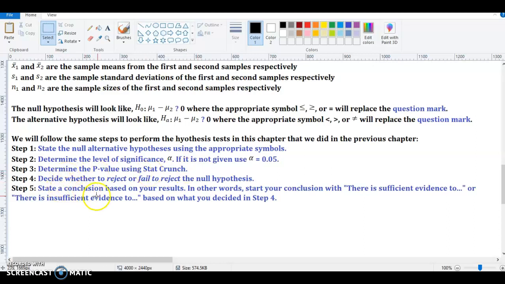Step 4, you want to decide whether to reject or fail to reject the null hypothesis based on your p-value. Remember, if your p-value is less than the significance level, you reject the null hypothesis. If it's greater than or equal to the significance level, you do not reject the null hypothesis. And lastly, in step 5, you state a conclusion based on your results. You're going to start your conclusion with either there is sufficient evidence to, and so on, or there is insufficient evidence to, and so on, based on the decision you made in step 4. In the next video, we'll go over some examples from section 8.2.